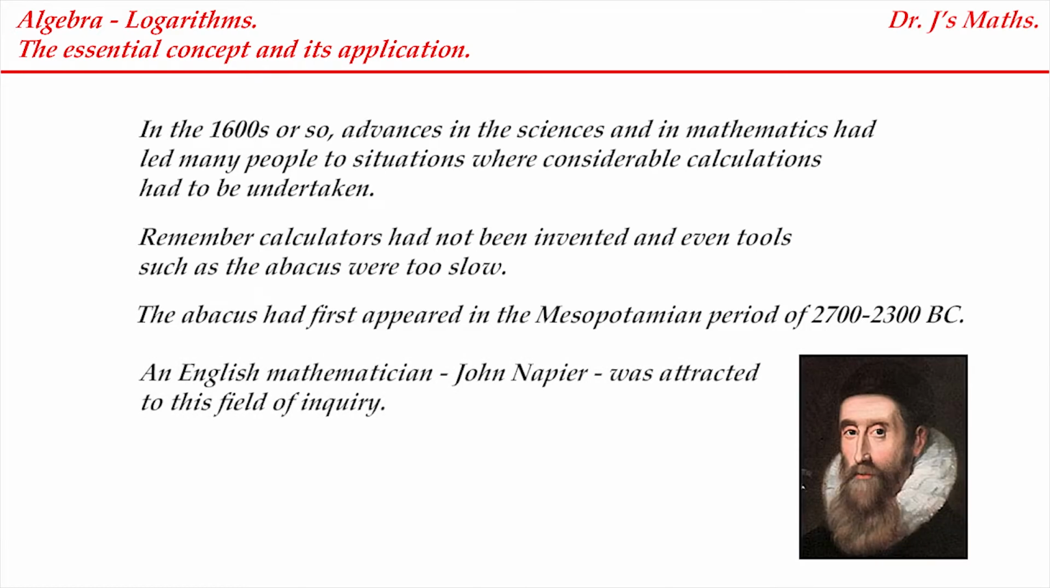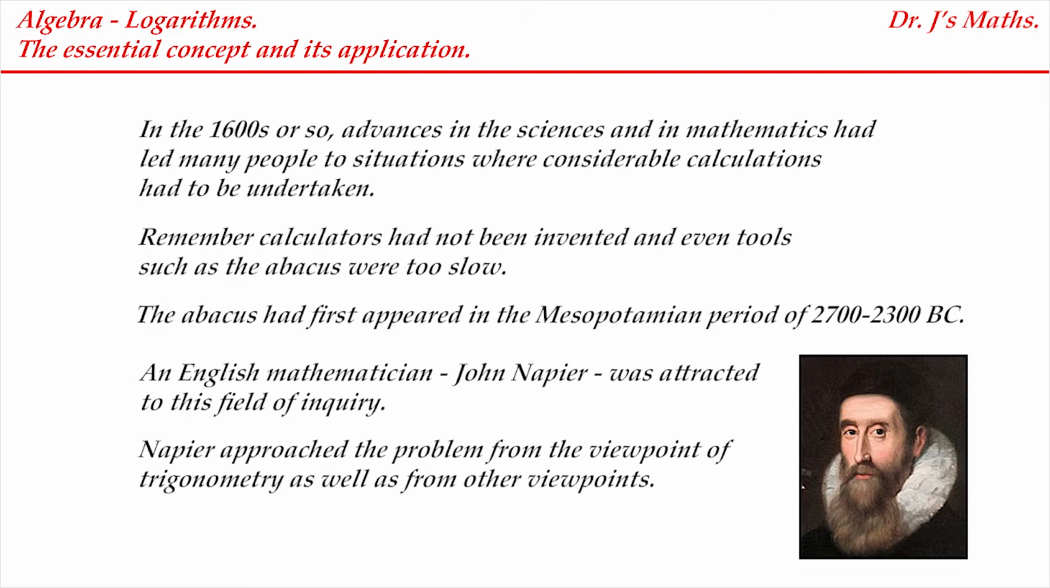But in the 1600s, an English mathematician, John Napier, was attracted to the fields of inquiry where calculations made by investigators were becoming increasingly more complex. Napier approached the problem of making these calculations simpler from the viewpoint of trigonometry, but he also used other viewpoints as well.